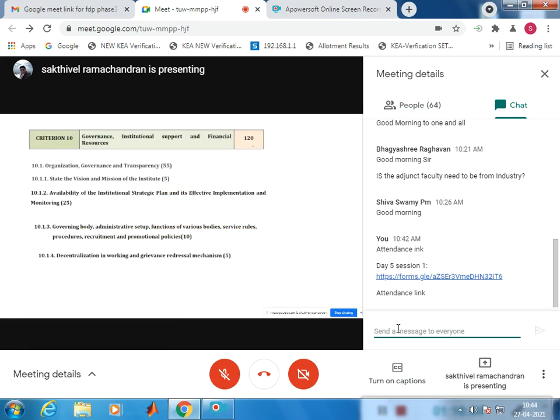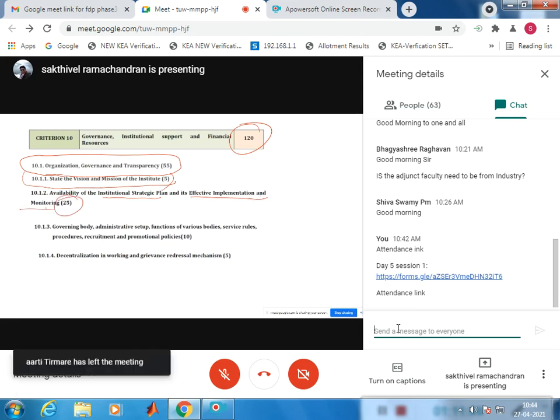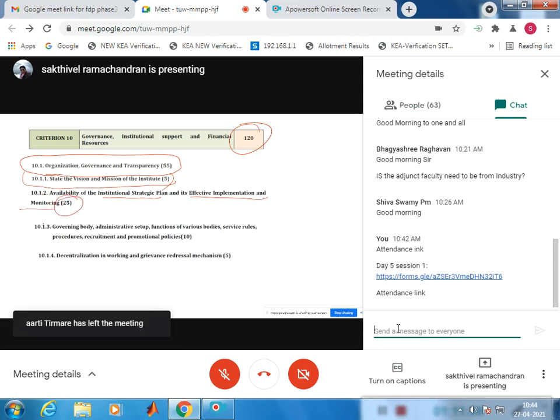Those, it's mainly for around 120. So organization, governance, transparency carries 55. Stating the vision and mission statement: among this 55, 5 will be for vision and mission statement, and availability of institution strategic planning and the effective implementation and monitoring. This carries 25 marks.